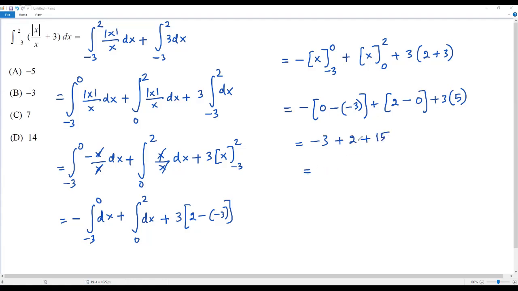Okay, now let's combine these three numbers. 15 plus 2 is 17. 17 minus 3 is 14. Okay, now I just got the value of this given definite integral. Its value is 14. We find 14 in answer choice D. The correct answer choice for this question is D.